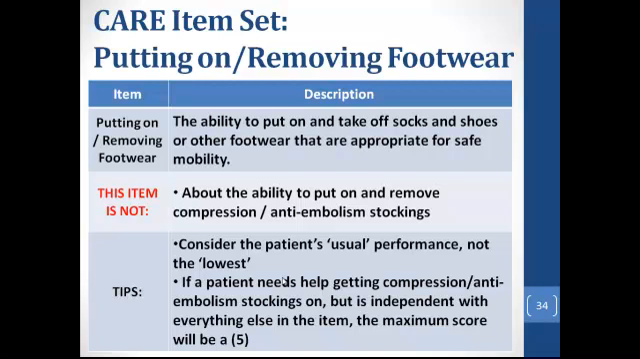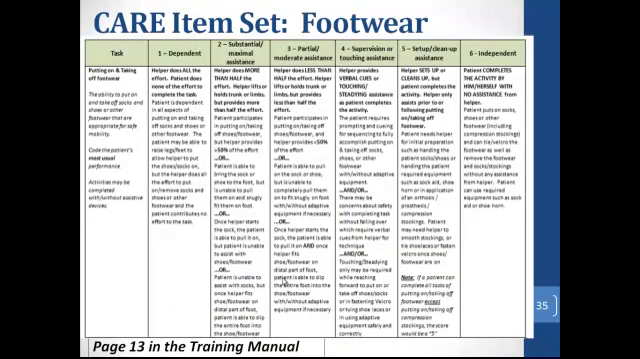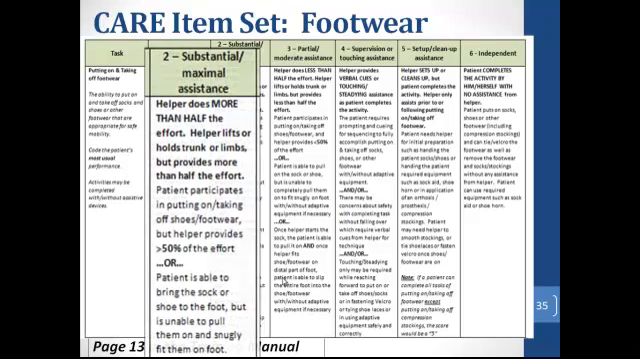Another key tip is that if a patient is a double amputee or even an amputee who will not be a prosthetic candidate, then the score for this item would be an N. The rating scale is on page 13 of your training manual. A rating of substantial assistance would be given instead of dependent when the patient does participate in the effort to put on or take off footwear.